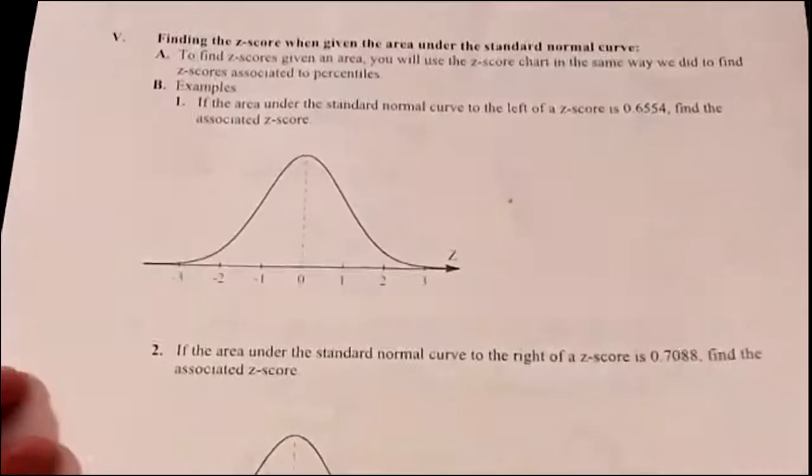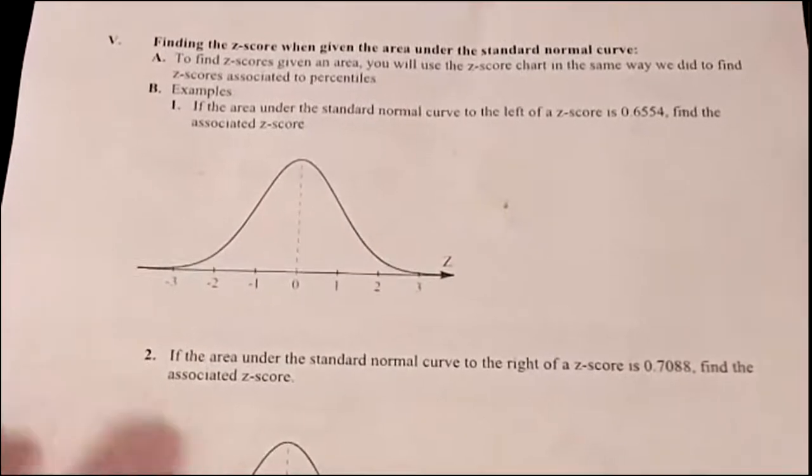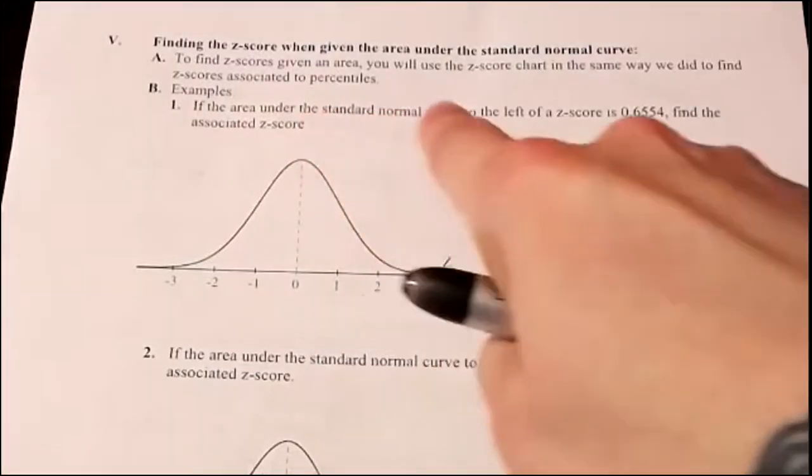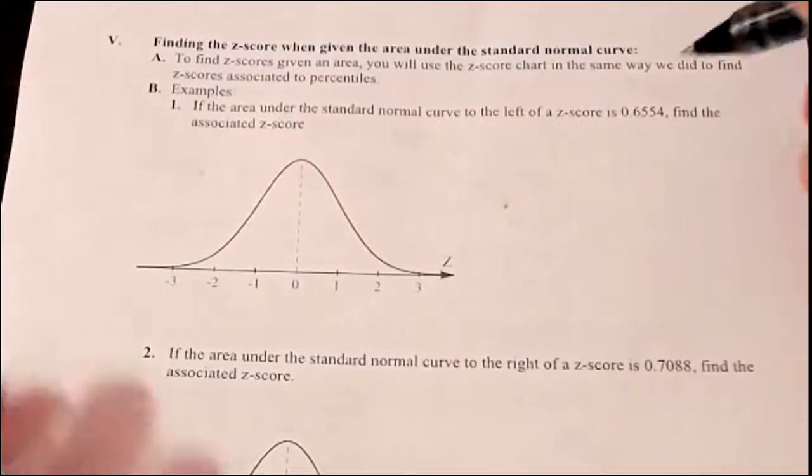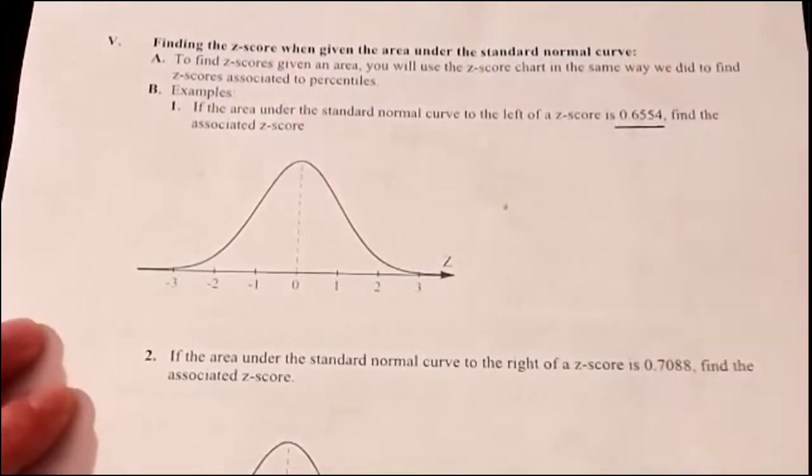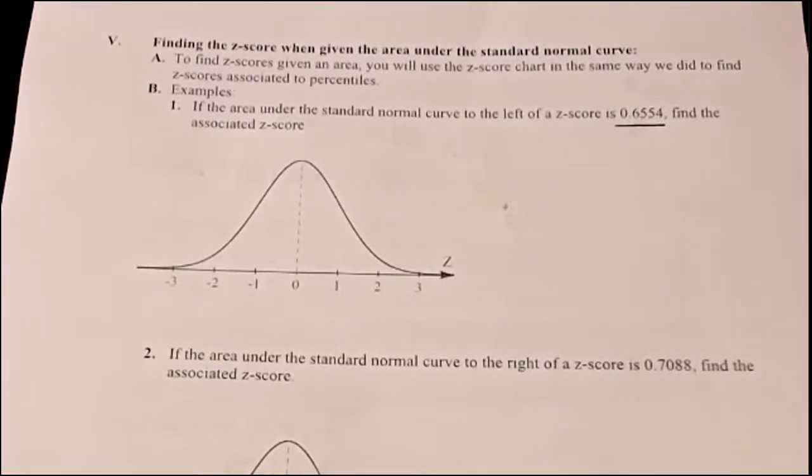Let's turn the page. Finding the z-score when given the area under the standard normal curve. So this is the exact same idea, except we don't have to turn 24th percentile into 0.24. We're actually given the area. So it's the exact same process. If the area under the standard normal curve to the left of a z-score is 0.6554, find the associated z-score.